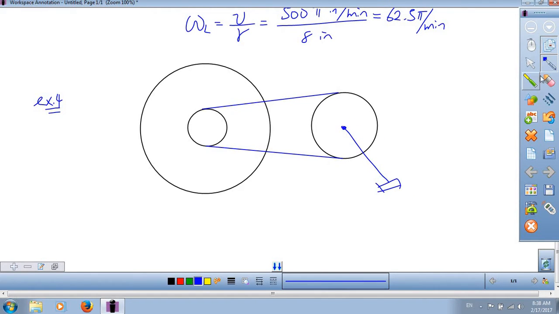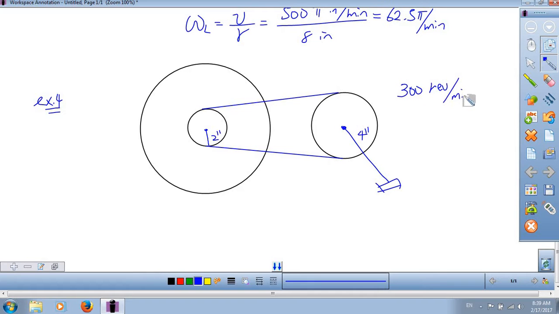Now let's make up some numbers here. Let's say this has a 4-inch radius, and this one has a 2-inch radius. And we're driving this at, let's say, 300 revolutions per minute.